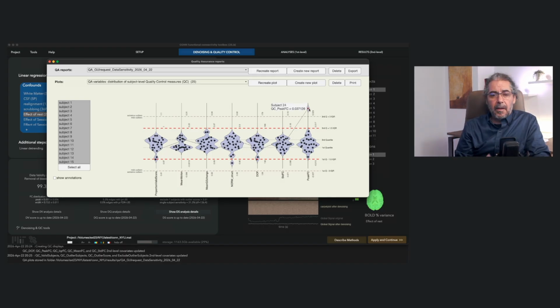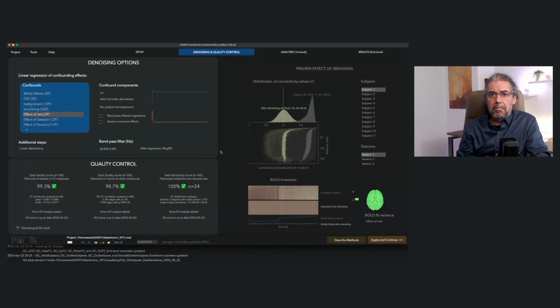So in here there are 2 courses of action that we could follow. We could first follow Conn's suggestion and just remove this potential outlier subject from our analysis. If we want to do so, we don't need to do anything special. Conn is still going to continue analyzing all of the subjects. This is just a suggestion.